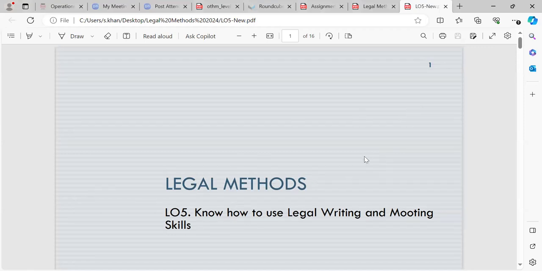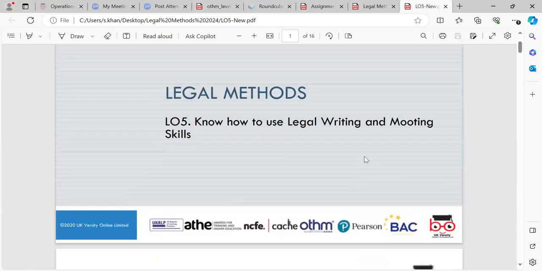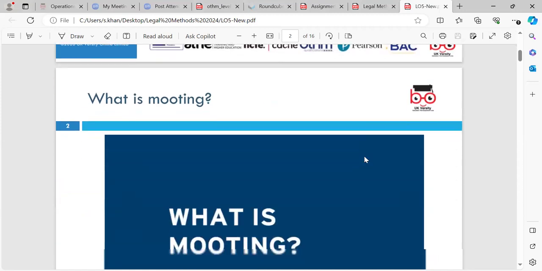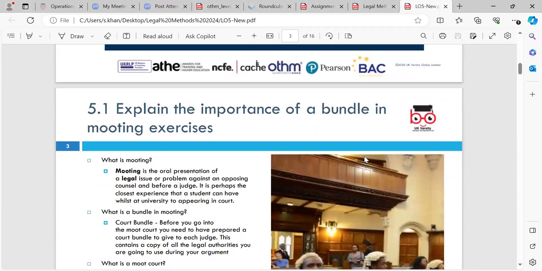So then we went on to learning outcome 5, before the assignment discussion. This is looking at how to use legal writing and mooting skills. And what is mooting? Why is it so important? We looked at the reason it's an oral presentation. It's a fictitious legal debate between two parties, the argument on points of law. Two students, a counsel on each side, argue points of law arising from a fictitious appeal.